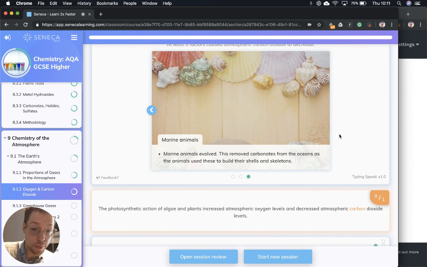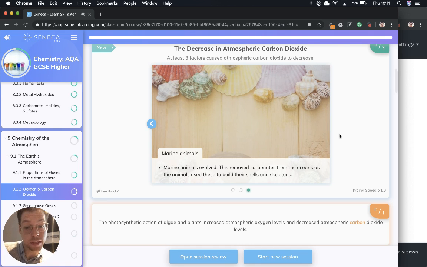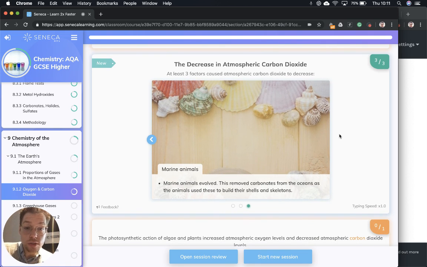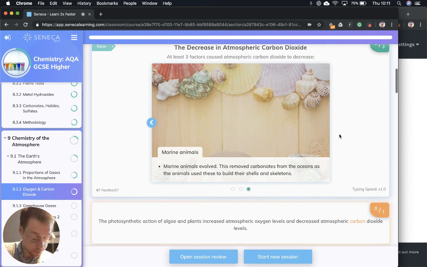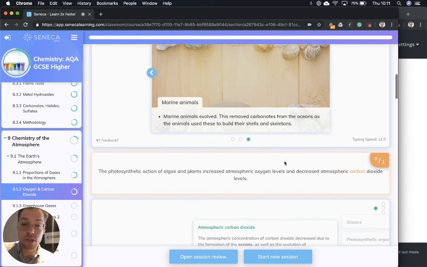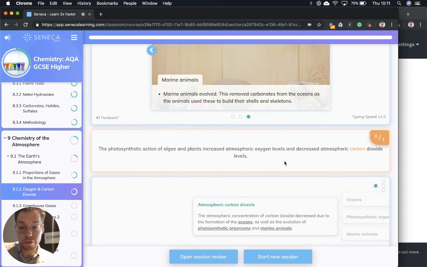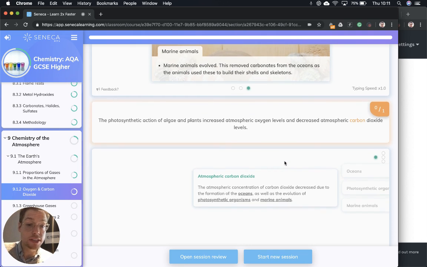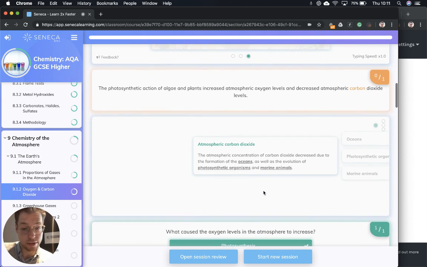Now we need to talk about some marine animals. These removed carbonates from the oceans as the animals use them to build their shells and skeletons. So all those cute little shells you see on the beach, maybe you've got like a nice little shell necklace, that was carbon dioxide at some point. Pretty cool, right? So, do you remember what the photosynthetic action of algae and plants does? It increases atmospheric oxygen levels and decreases carbon dioxide levels.